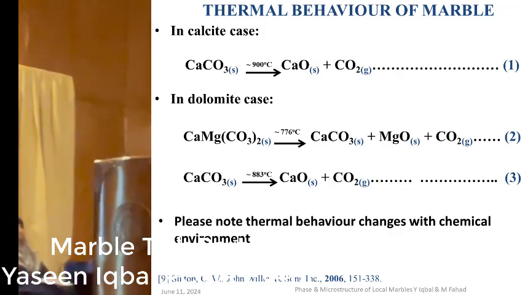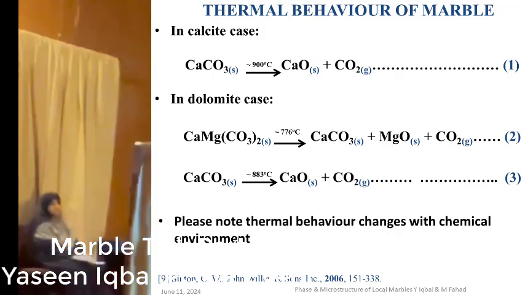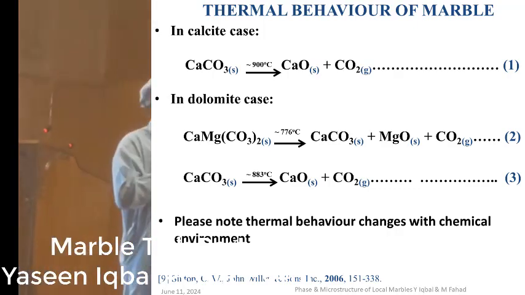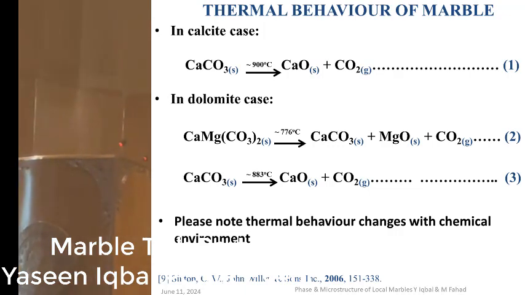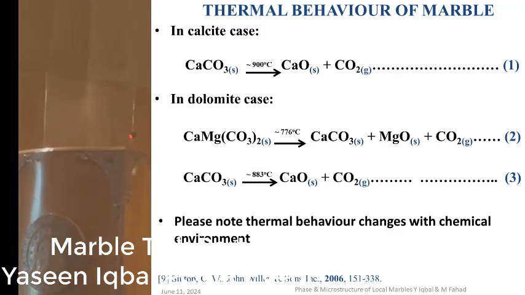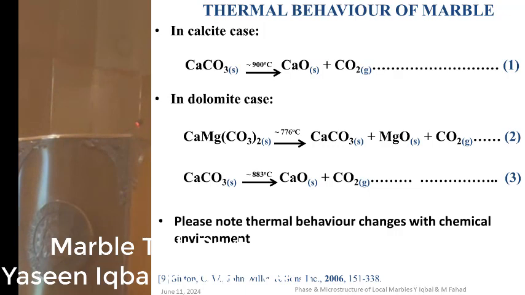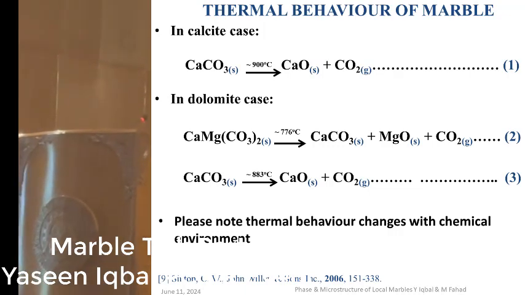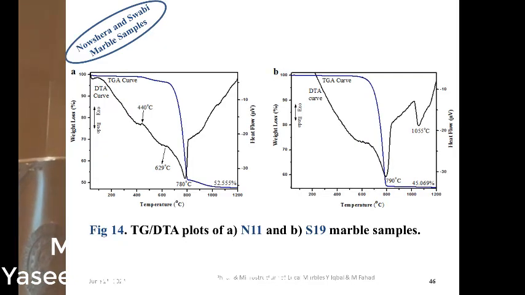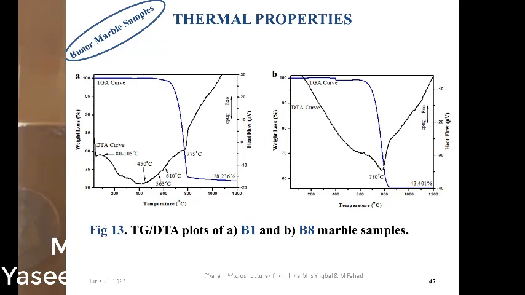But if you have a dolomite marble, then it goes first at 760 to calcite and magnesium oxide, and then to calcite. Now look, when you have no magnesium, it goes at 900 degrees Celsius. But when you have magnesium there, then the second alkali usually brings the fluidic nature into the material. It enhances the reactivity of the initial ingredient.